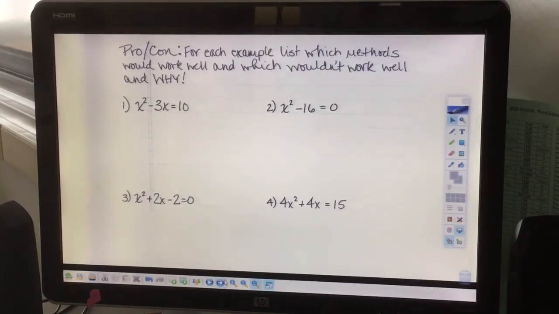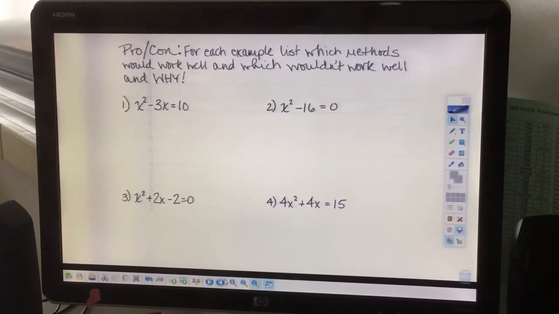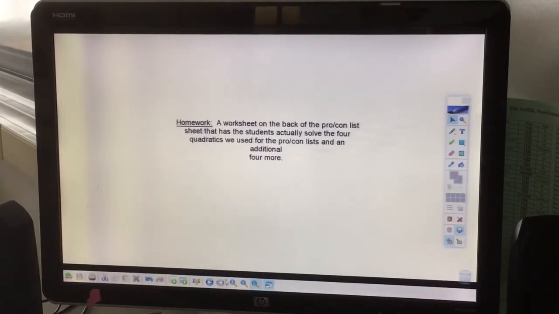Once that's done, then we would go to the homework part, and usually they have time in class to work, so they'd be working on these together. On the back of that worksheet are going to be the 4 quadratics that we used to make the pro-con list. So they would actually solve those 4, and in addition, there would be 4 more underneath. So they would solve a total of 8. And in their groups, they could take a look at them and decide, okay, which ones are we going to use? I'm hoping that this would take 1 class day.